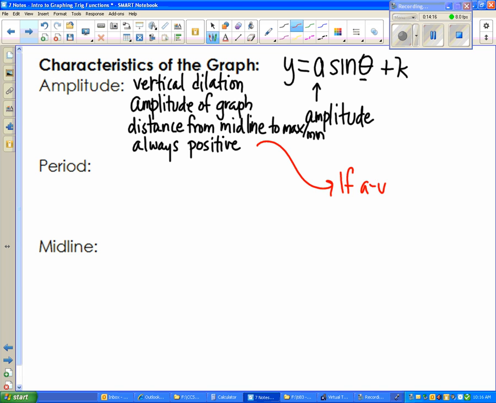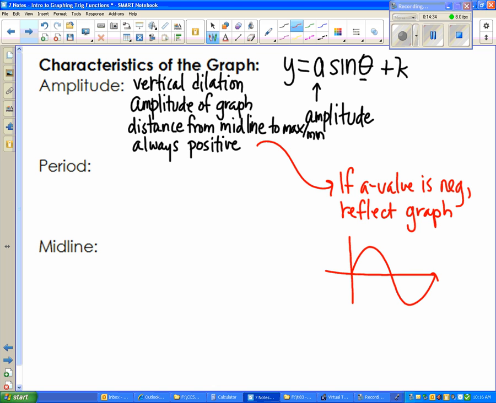So if the A value is negative, you should remember from the beginning of the year that that means that you need to reflect the graph. And so if our sine function usually goes up, so if I'm just drawing a sine function, our parent function, our mother function, usually looks like that. But if A were negative, I would reflect this graph, and it would still start at the middle and end at the middle, but it would be a reflection of the graph. And so it would go down first and then up.